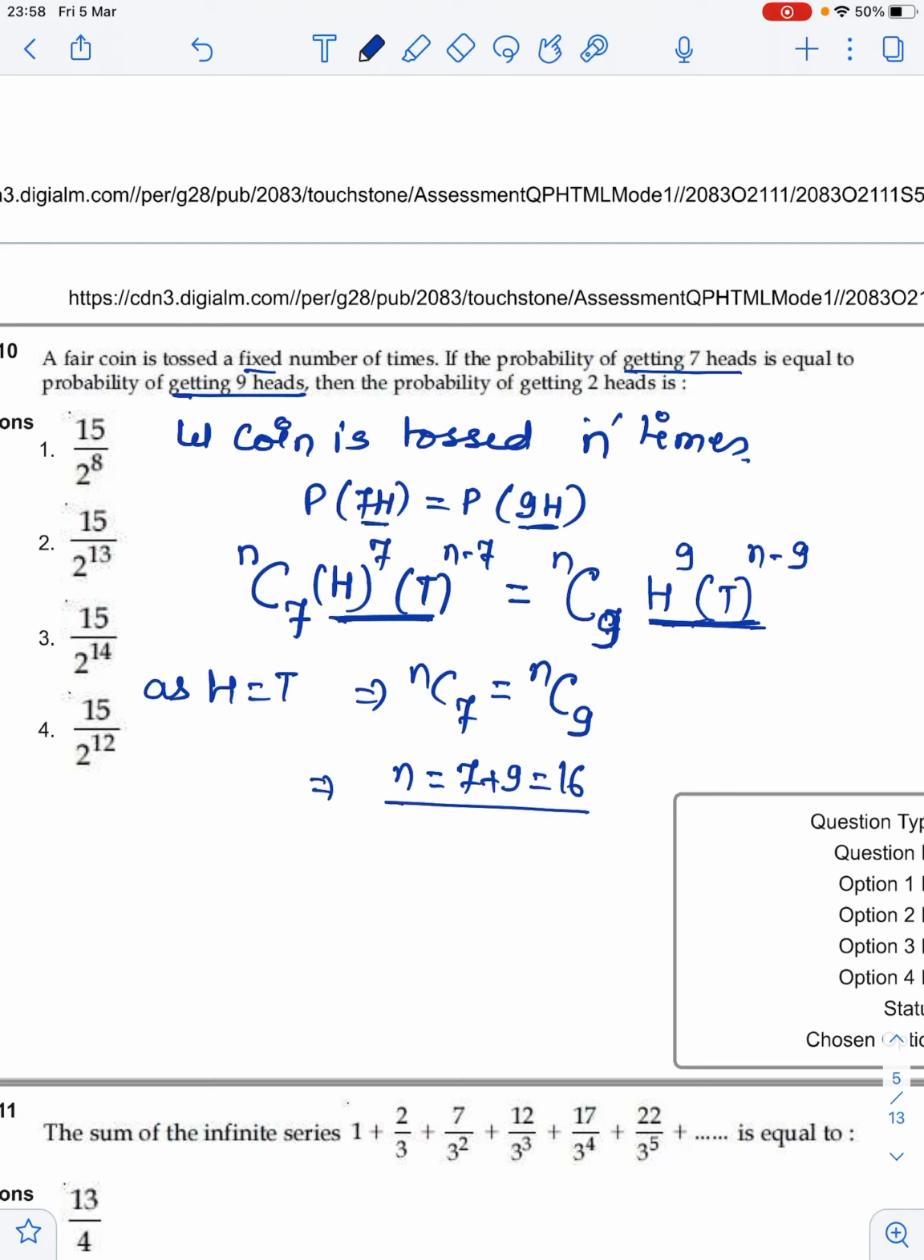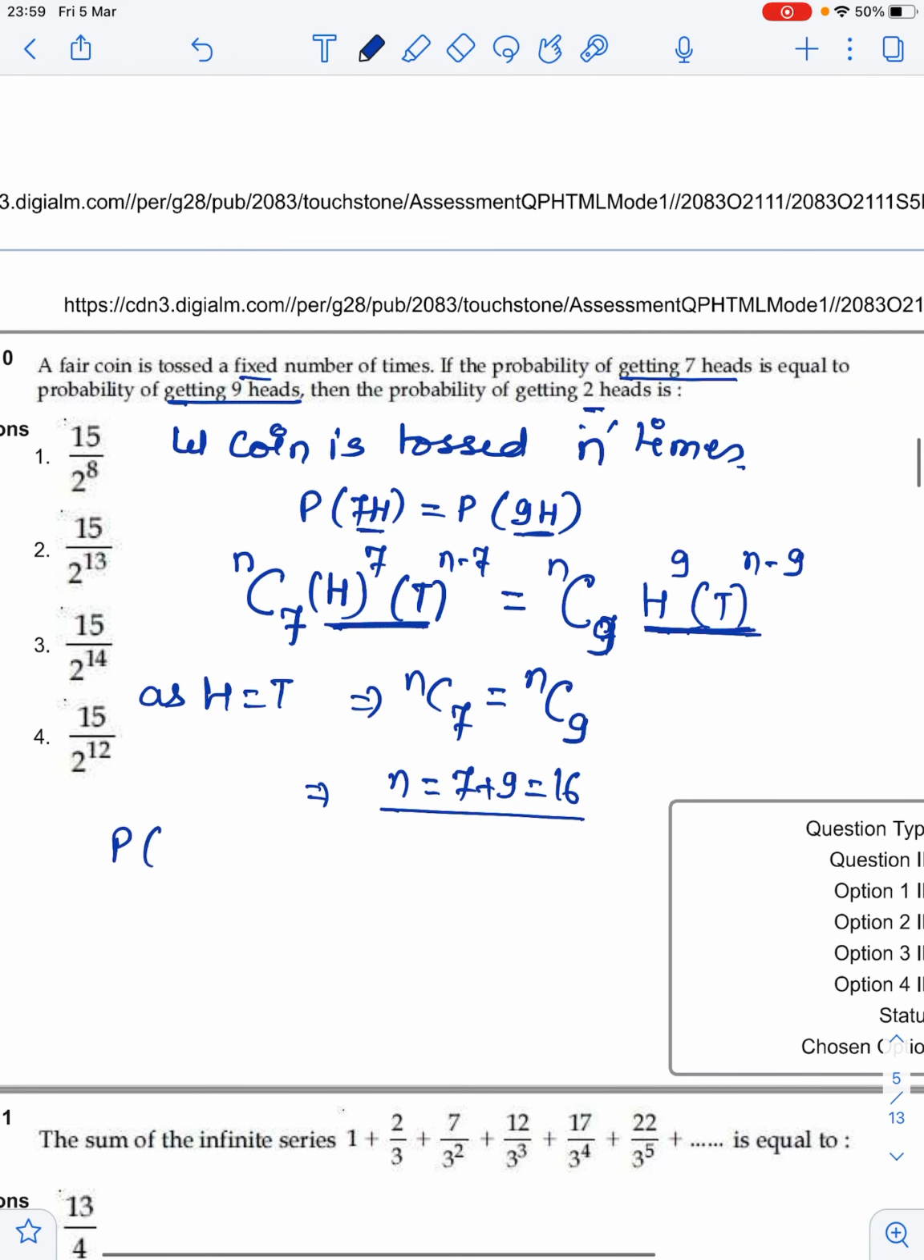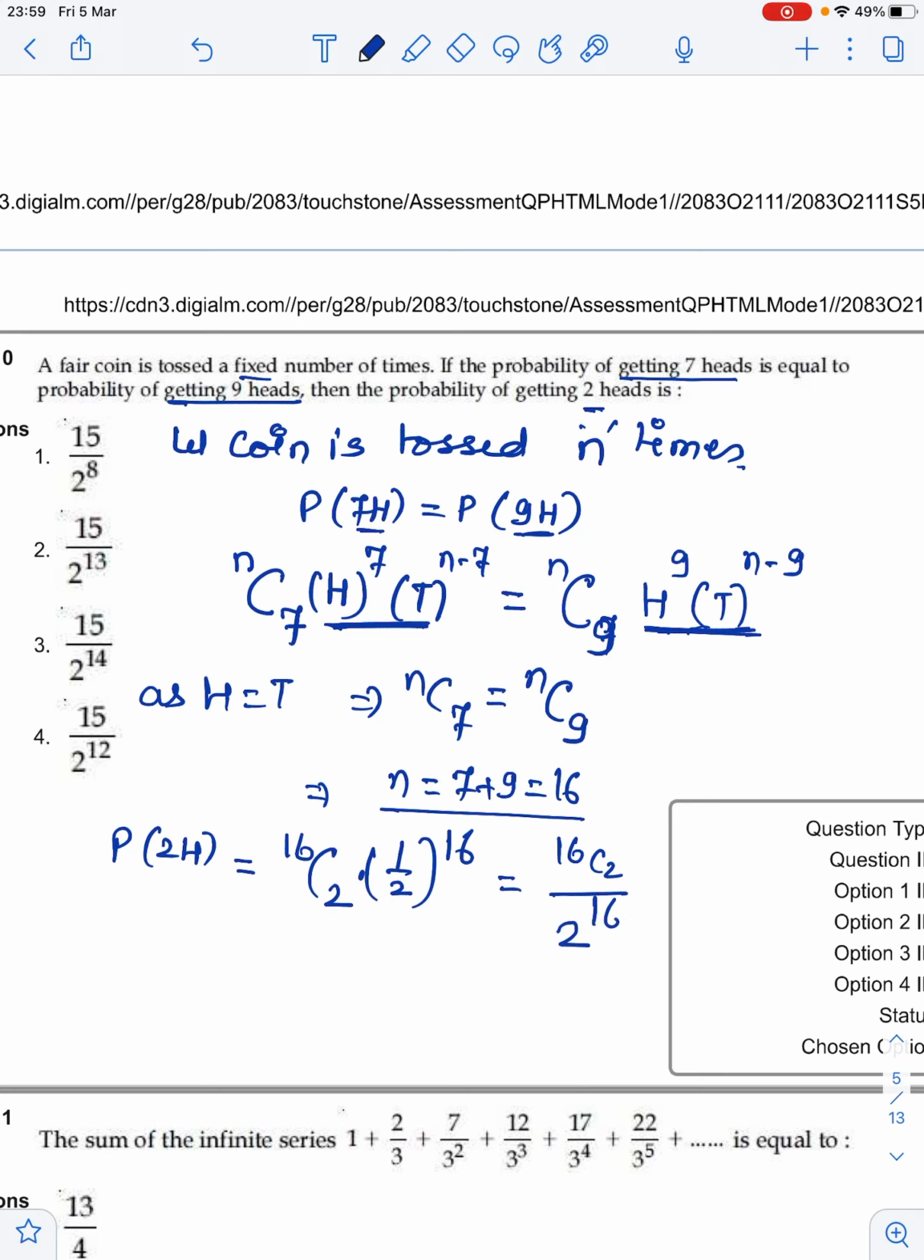Now our target was to calculate n, and we have got n. So now we have to find the probability of getting 2 heads. The probability of getting 2 heads is nothing but 16C2 into (1/2)^16. So this comes out to be 16C2 by 2^16. 16C2 can be written as 15 into 8 divided by 2^16, which is 15 by 2^13. That's the final answer. Option number 2.